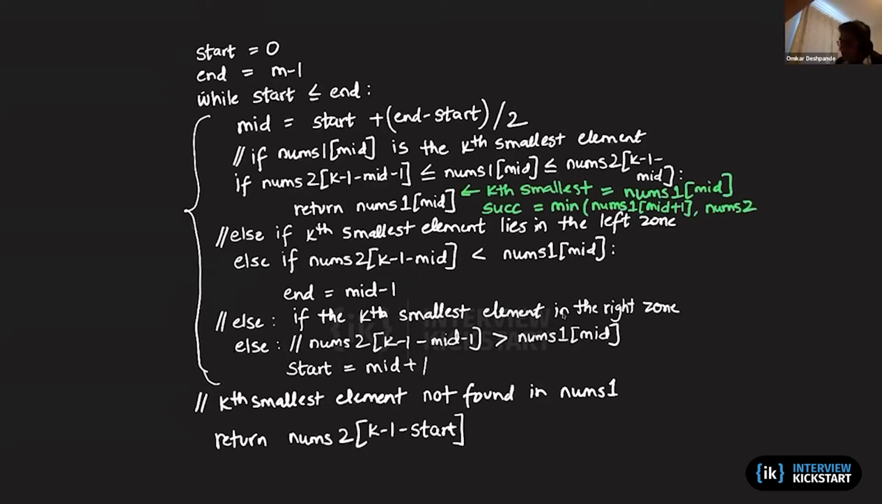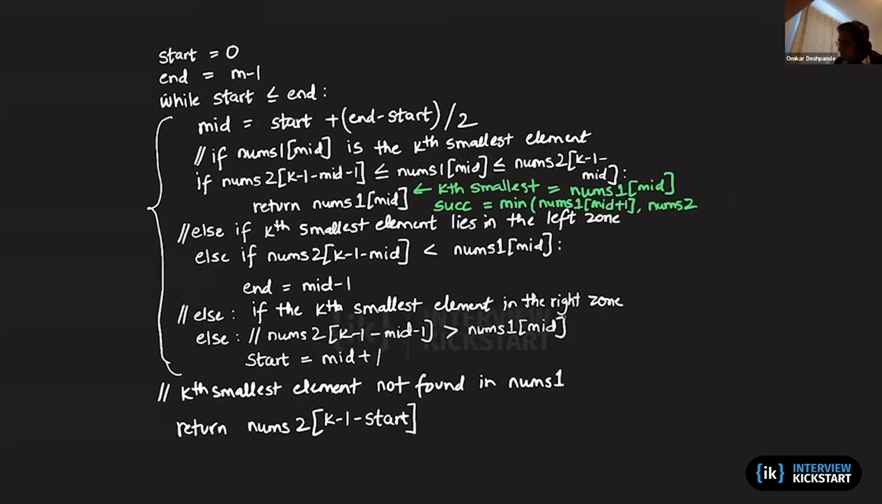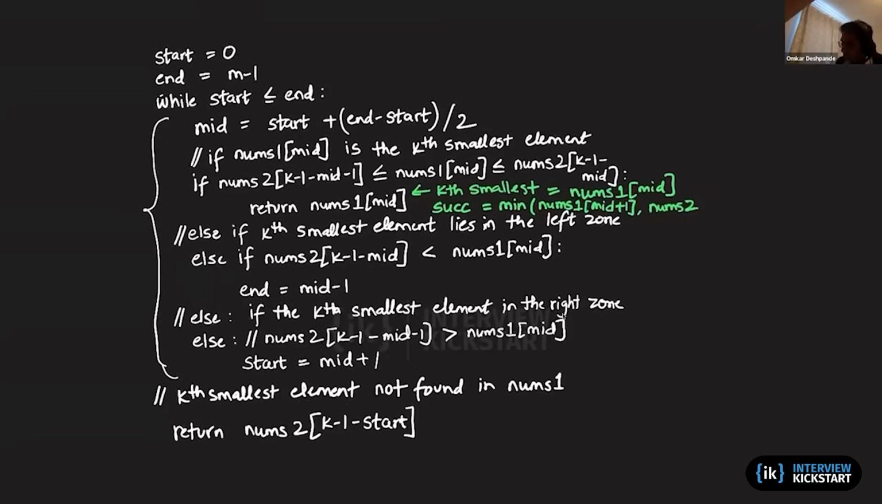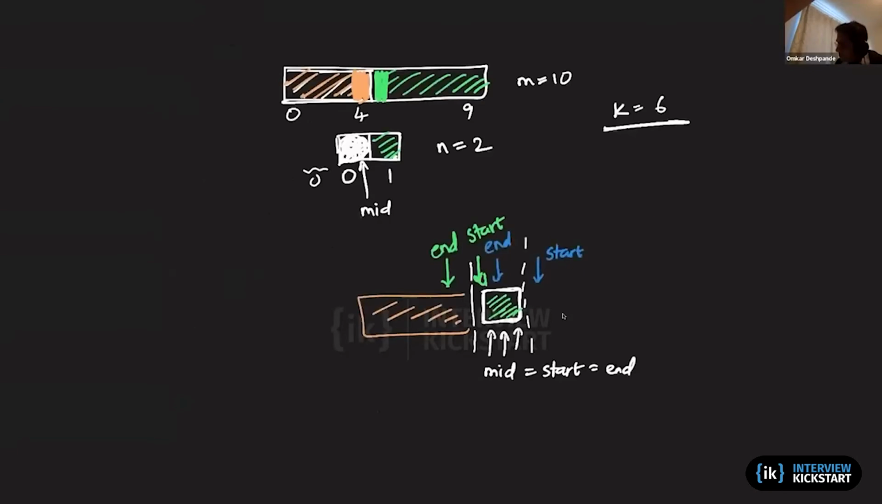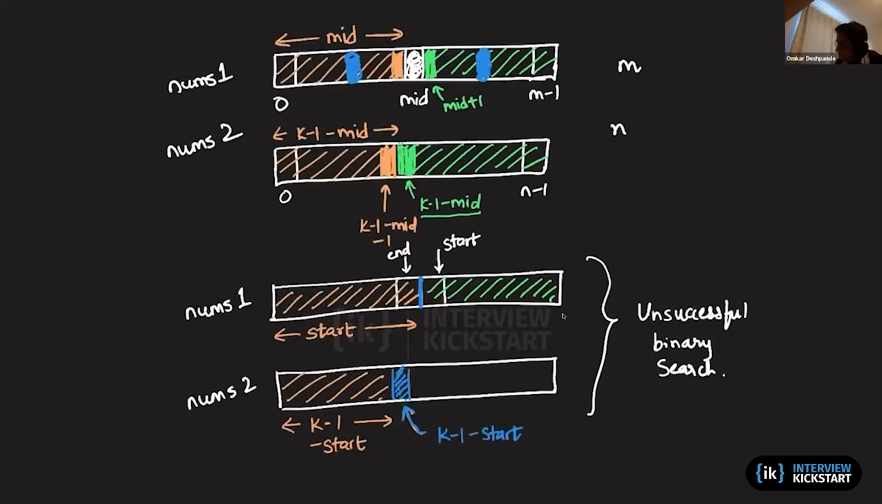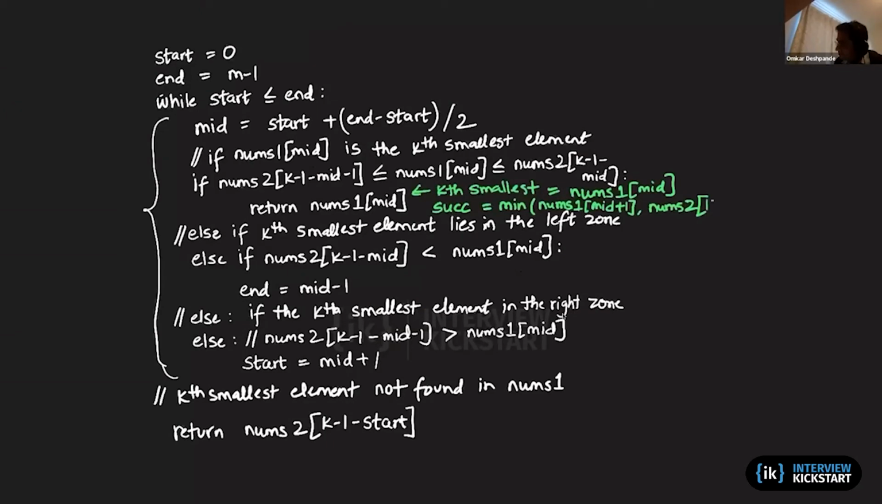One thing you would have to check, Omkar, is that mid could go out of the boundary. Yeah, that's the second complication, which I'll come to after writing this one at a time. So nums2 of k minus 1 minus mid. So I have the kth smallest value finalized, and now I also know how to finalize the value of the successor, the k plus first smallest element.